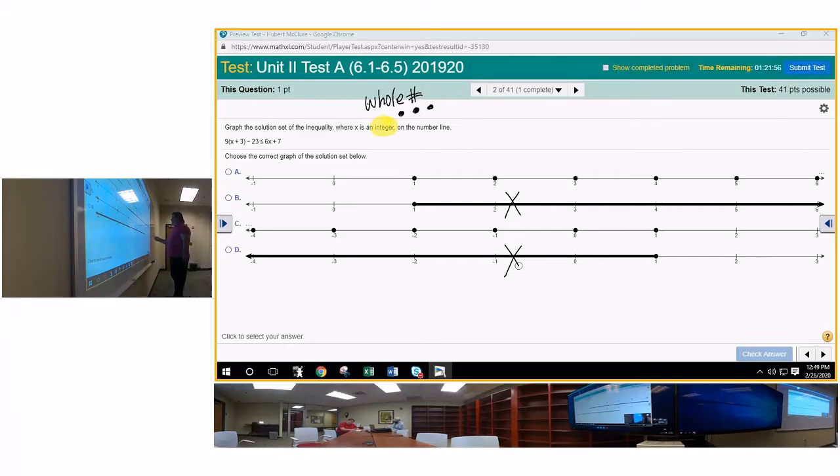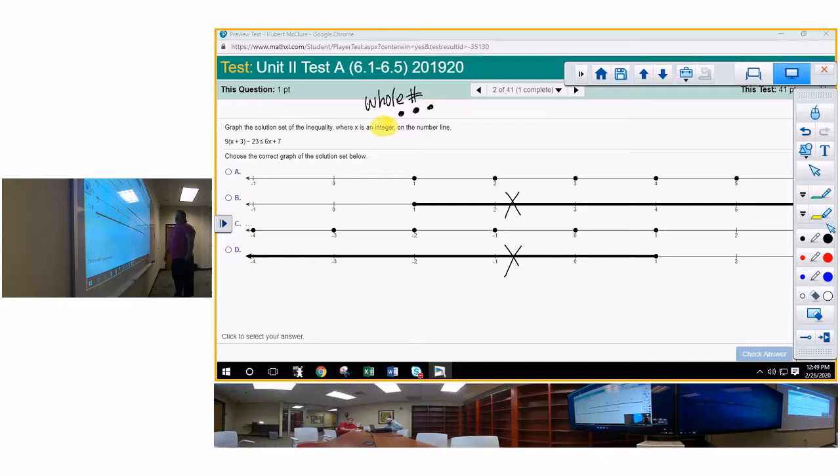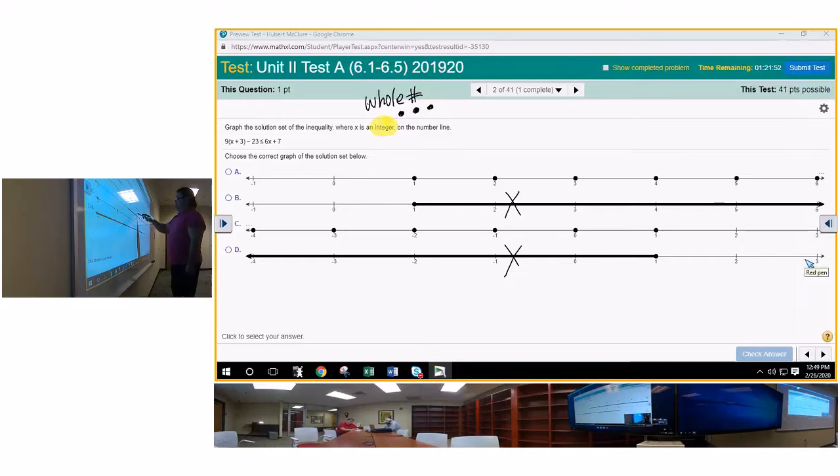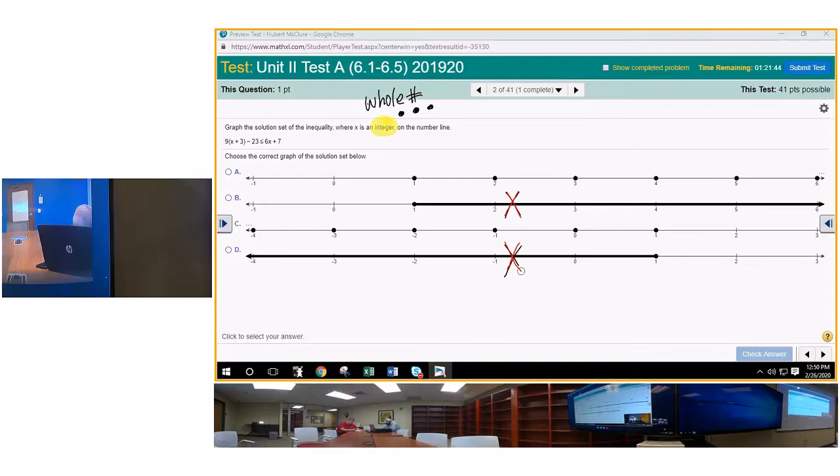Now you need to make that note, and you have to make sure you read the directions, because you can't pick B or D, because that's whole numbers. So B and D is not the answer. So at least you got it down to 50%. So let's go ahead and solve this one.